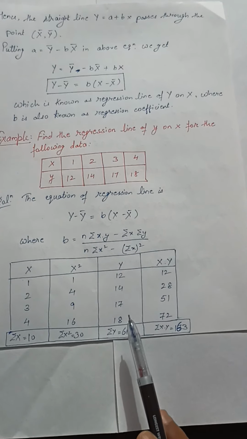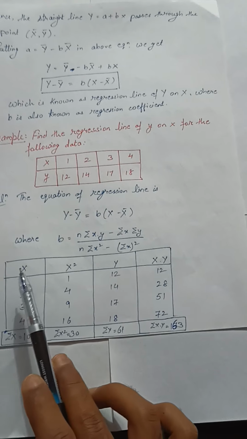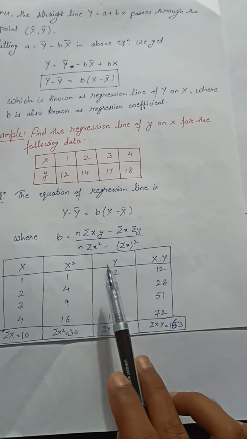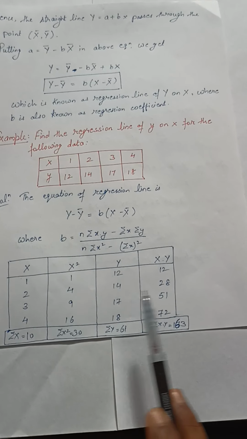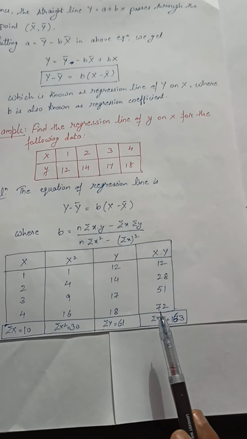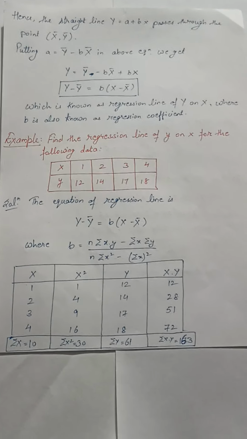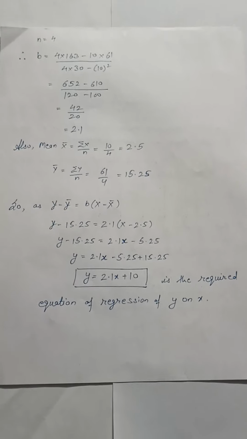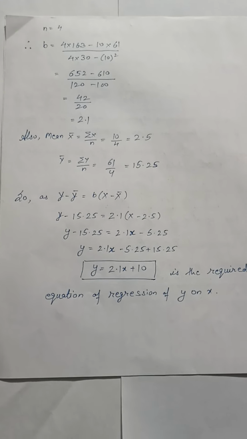The values of y are 12, 14, 17, 18. So x into y, just multiply the values of x with y. So 1 into 12 gives you 12, 2 into 14 gives you 28, 3 into 17 gives you 51, and 4 into 18 gives you 72. Now let's sum these values. That is summation of x into y = 163. So here's the remaining solution, where n = 4, meaning the number of observations is 4.